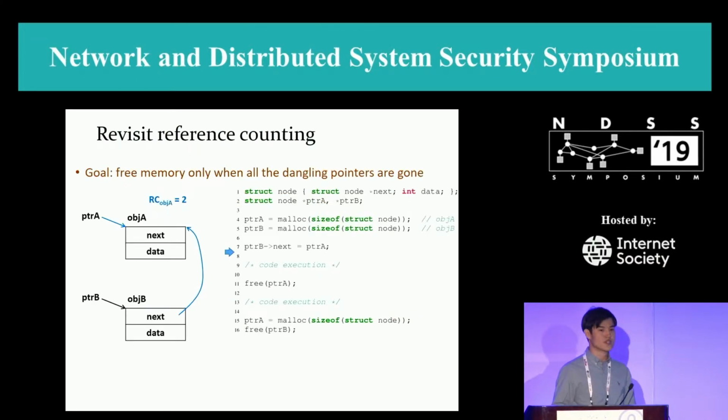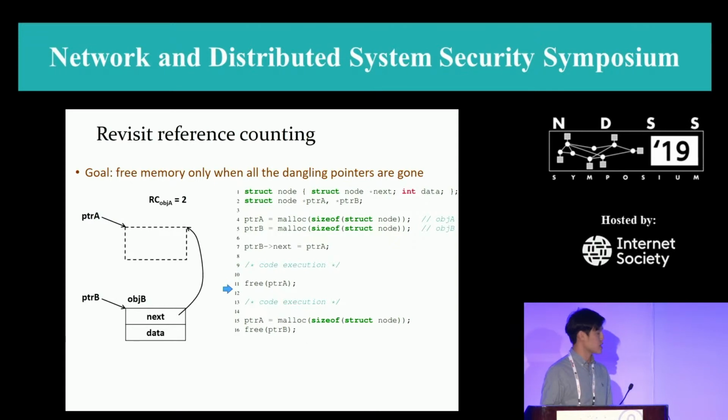So in this work, we try to use reference counting to mitigate use after free in legacy programs. In this example, I'm trying to show how use after free can be mitigated with the reference count. After line 7, object B's next pointer points to object A, and also pointer A points to object A. So the reference count of object A is 2.